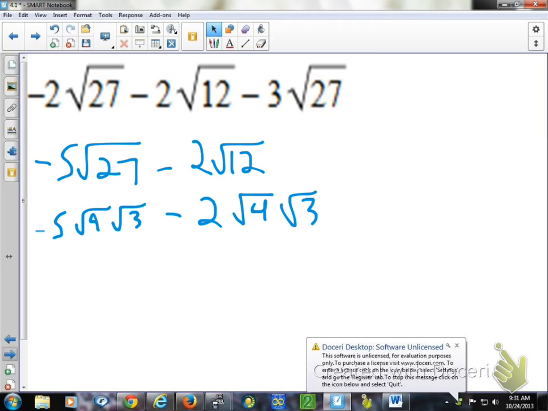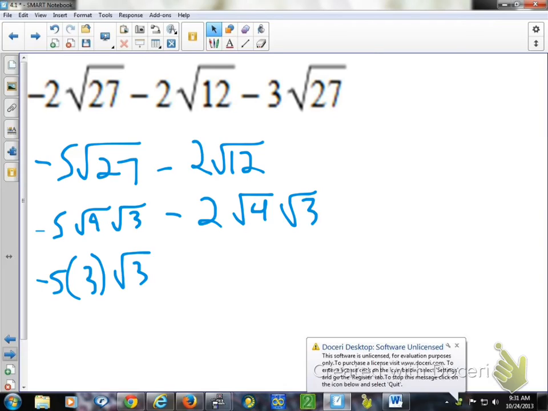Now, what makes those particularly convenient, Tyler? They're both perfect squares. There we go. That's right. And you're firing on all cylinders today. And what is the square root of 9? 3. So that's -5 times 3.